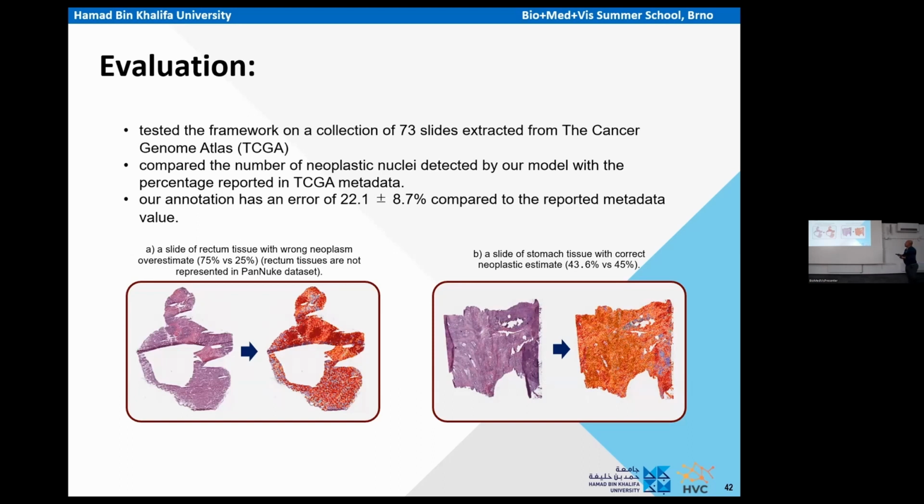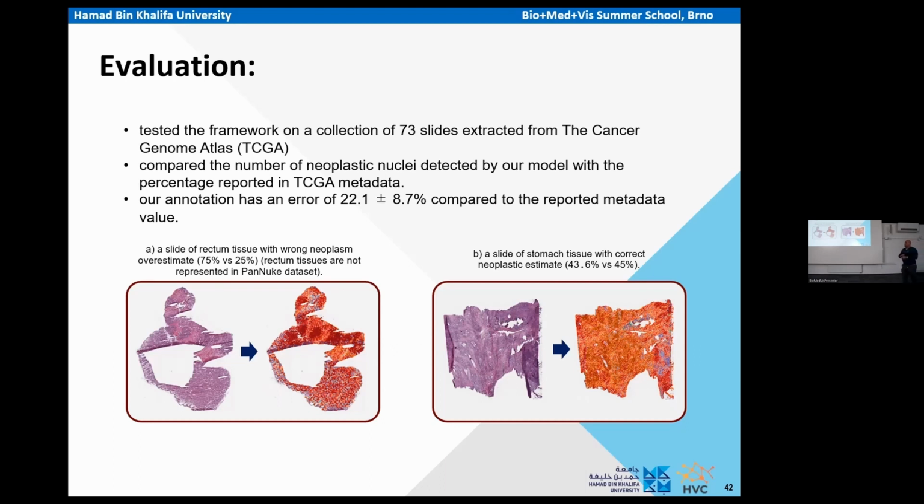And we also started an analysis of the images contained in the TCGA, the Cancer Genome Atlas. And we still have some issues with the comparison between the metadata reporting the various percentages of the various cells and the ones that we are obtaining. But that's also related to the fact that PANUC contains only some portions of the cancers that are represented in the TCGA.